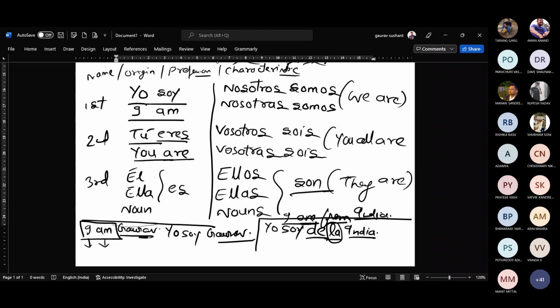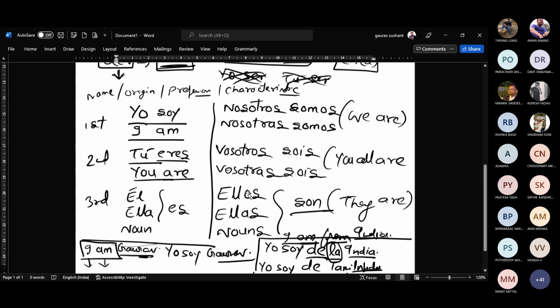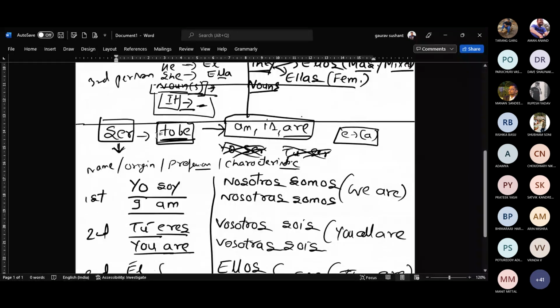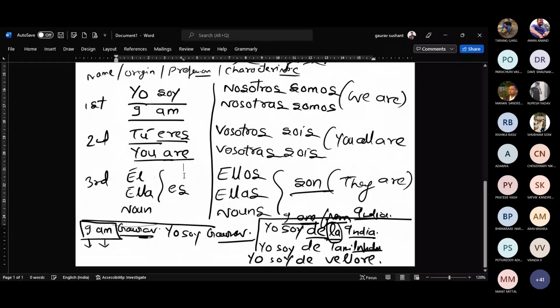So if you want to say I am from Tamil Nadu, then it will be simply yo soy de Tamil Nadu. No need to use la Tamil Nadu. Or if you want to say this district also, yo soy de Vellore. So no use of la is required. But with the country India, it is very much required. And this is something which happens with only a few countries.